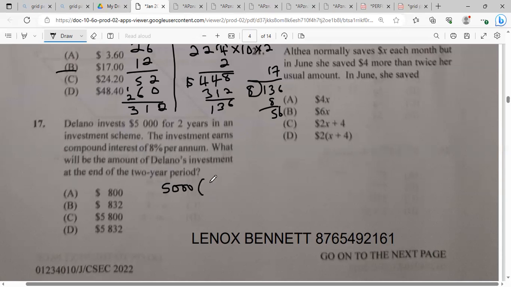So it's going to be 1 point. Let's use a shortcut here, guys, in multiple choice. If you want to see the full method, go on my channel. 1.08, we add the 1 plus the percent, right? And it's going to be 2 years. So n times t, it's going to be 2.